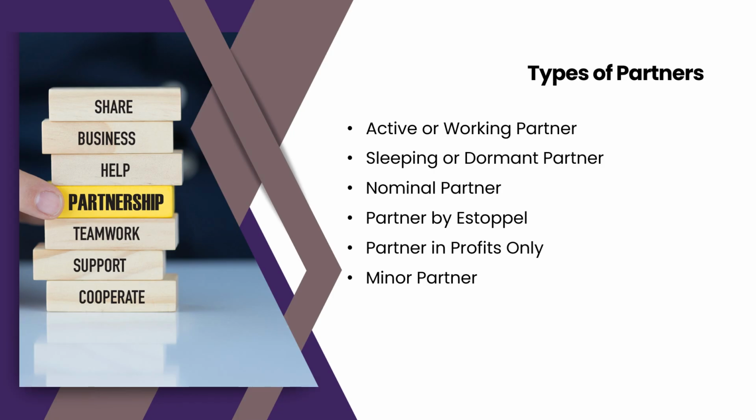The next type of partner is partner by estoppel. This is an interesting one. A partner by estoppel is not a real partner, but behaves in a way that leads others to believe they are partners. If a person represents themselves as a partner, they can be held responsible for the firm's liabilities, even if they have no actual involvement.